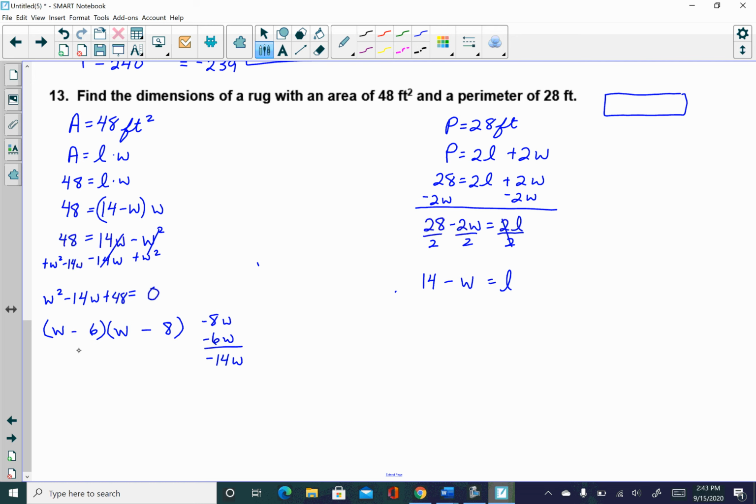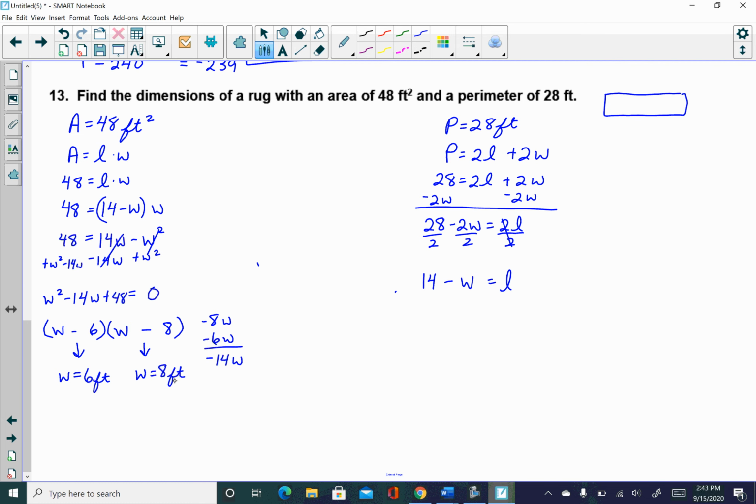And now set both of those equal to 0. If I set this one equal to 0 and solve for W, I would have a width equal to 6, and everything's measured in feet, so that would be 6 feet. If I solve this one for W, then my W would be equal to 8 feet.